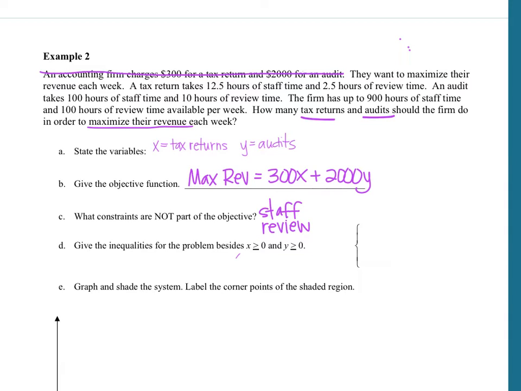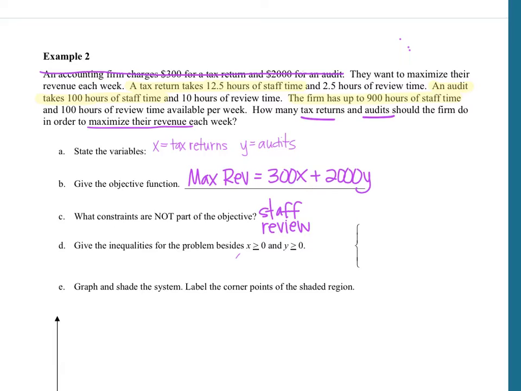So I'm going to color code my problem, and I'm going to pick out the numbers that talk about staff. I've got 12.5 staff time here for a tax return. I have an audit, takes 100 hours of staff time, and the firm has 900 hours of staff time. I am not using the review time at all right now. You can't mix your constraints. You just isolate the values that have to do with the particular constraint you're looking at.